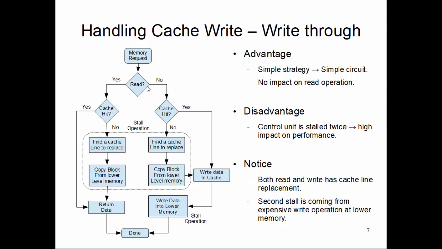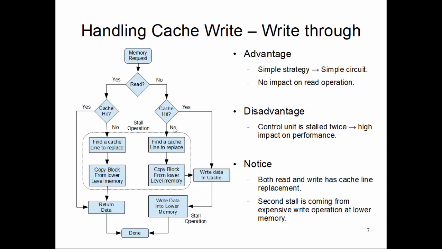How about the write now? If it is not a read, it's a write, is it a cache hit? Yes, write the cache data, write the data into lower level memory. So that's one stall and you are done. Now, if it is not a cache hit, then find the cache line to replace, copy the block from the lower level memory, then write the data into cache, and then you write that same block into the lower level memory to maintain the consistency of the information between the blocks across the hierarchy of the memory.